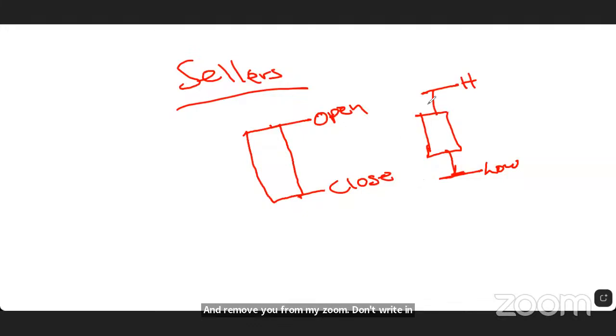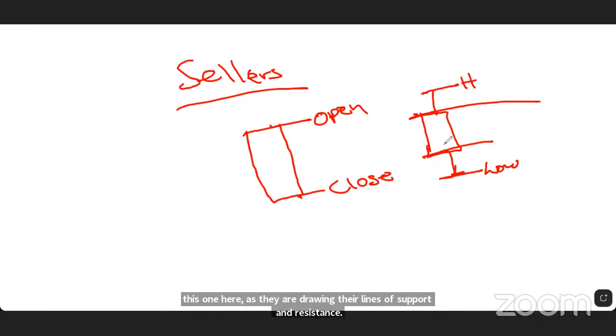Okay, so this is the high and this is the low. Now, the highest point is going to be very important, because one trader may decide to draw their line at this body close and another at this one here, as they are drawing their lines of support and resistance from one person to another.